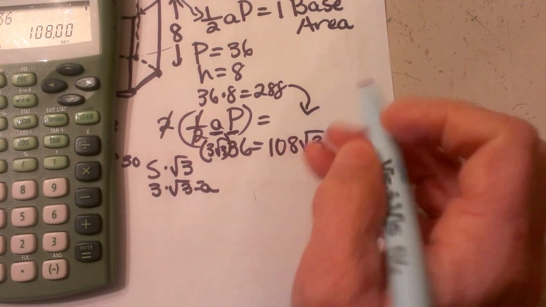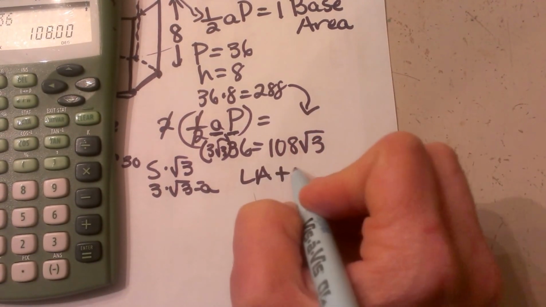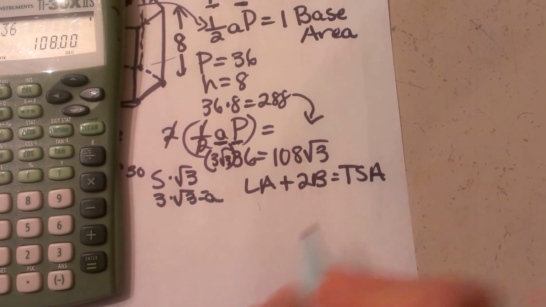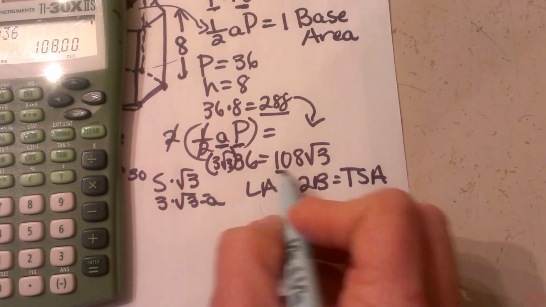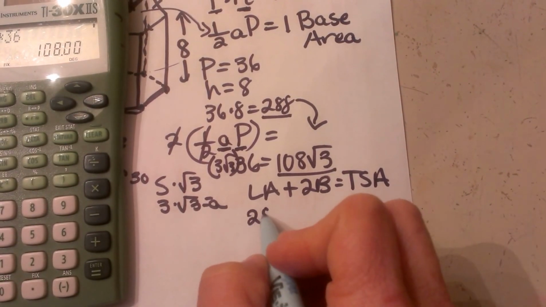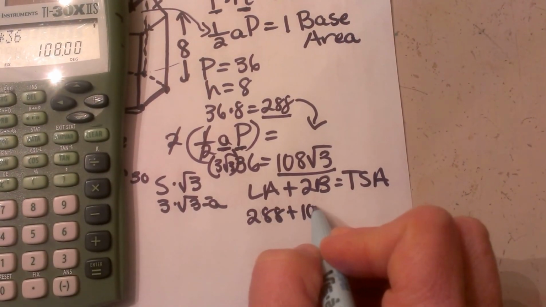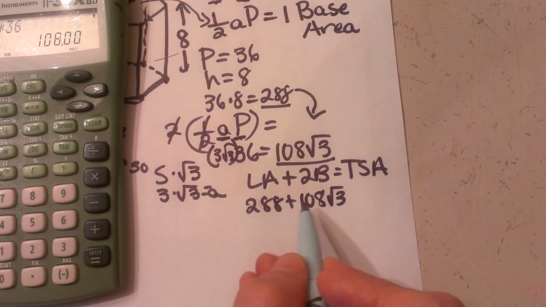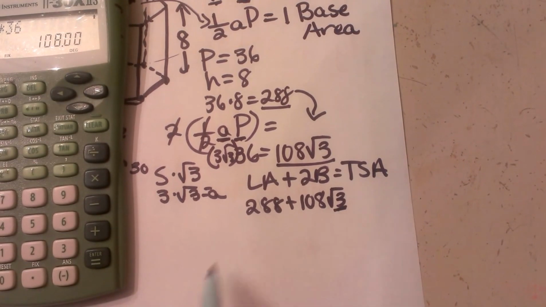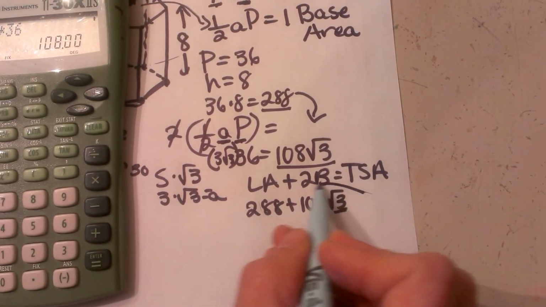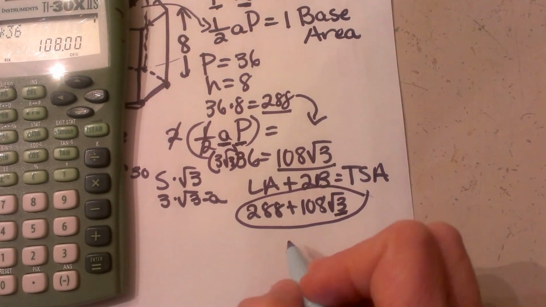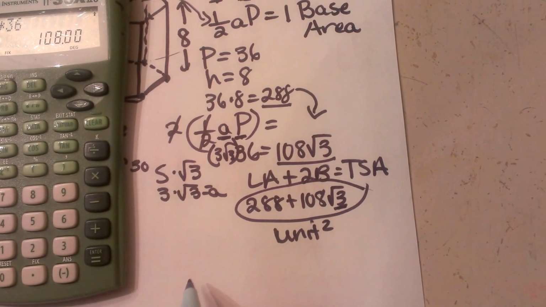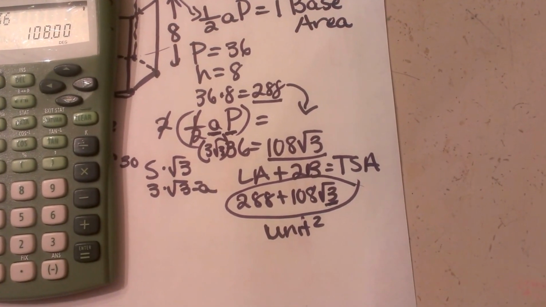I now add my lateral area plus those 2 base areas, and I have the total surface area. So I'm going to add this 288 and this 108 square root 3, and I will have my answer. Now, let's look at this for a second. Can we add these together? I hope you say no, because this has a radical with it and this one doesn't. So there's our answer, and we would just have to leave it in units squared, so inches squared, centimeters squared, whatever it is, and there's our final answer. Hope this video was helpful.